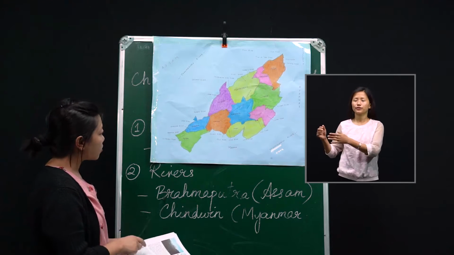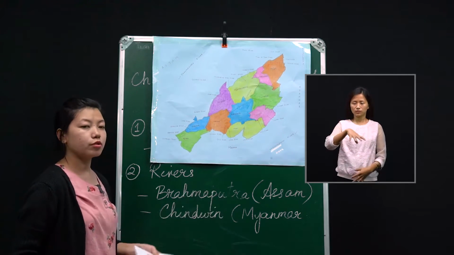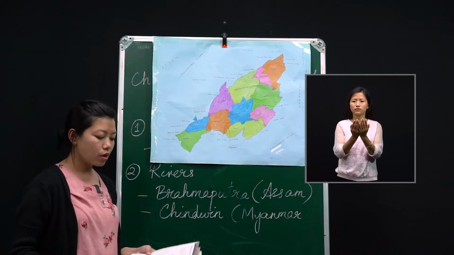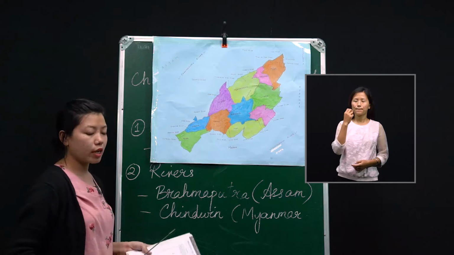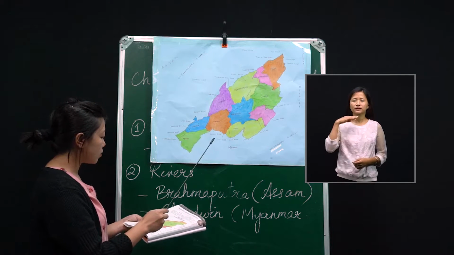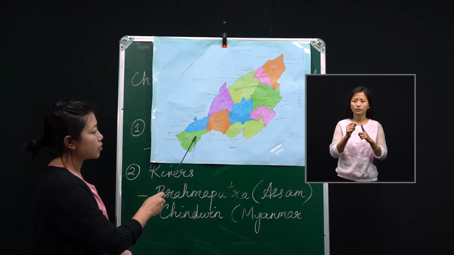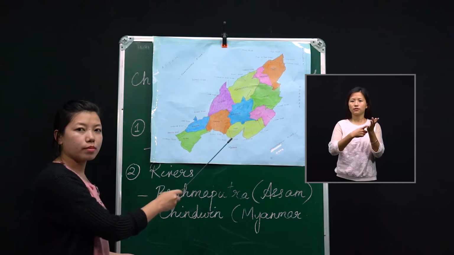Now this Barail mountain range, if you want to know, you can again refer to your textbook on page 102, where it is colored with purple. The location colored with purple is the Barail mountain range. It begins from Peren district again and touches some parts of Kohima district.